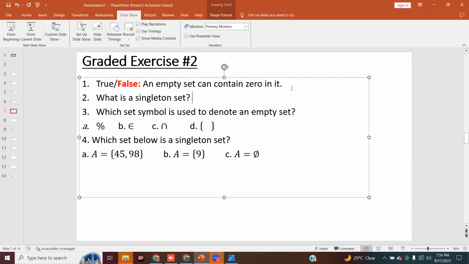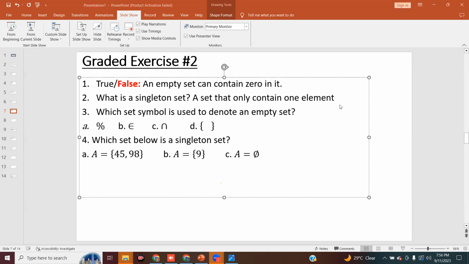Yes, Latika. My bad, I had to leave the Zoom because my dad is calling. Okay, no problem. Okay. Number 2, what is a singleton set? A set that only has one element. Very good. A set that only has one element. That's a singleton set.